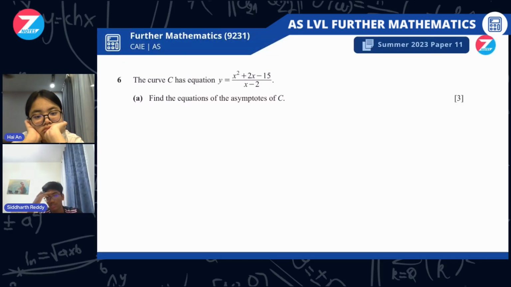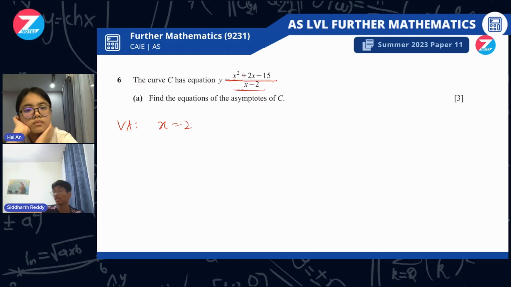The curve C has equation y is equal to x squared plus 2x minus 15 divided by x minus 2. Find the equations of the asymptotes of C. So obviously the one vertical asymptote is going to happen when x is equal to 2. But the other one happens since the degree of the numerator is 2 and the degree of the denominator is 1, there is going to be an oblique asymptote, basically a slant asymptote. So to find that, we have to do long division.